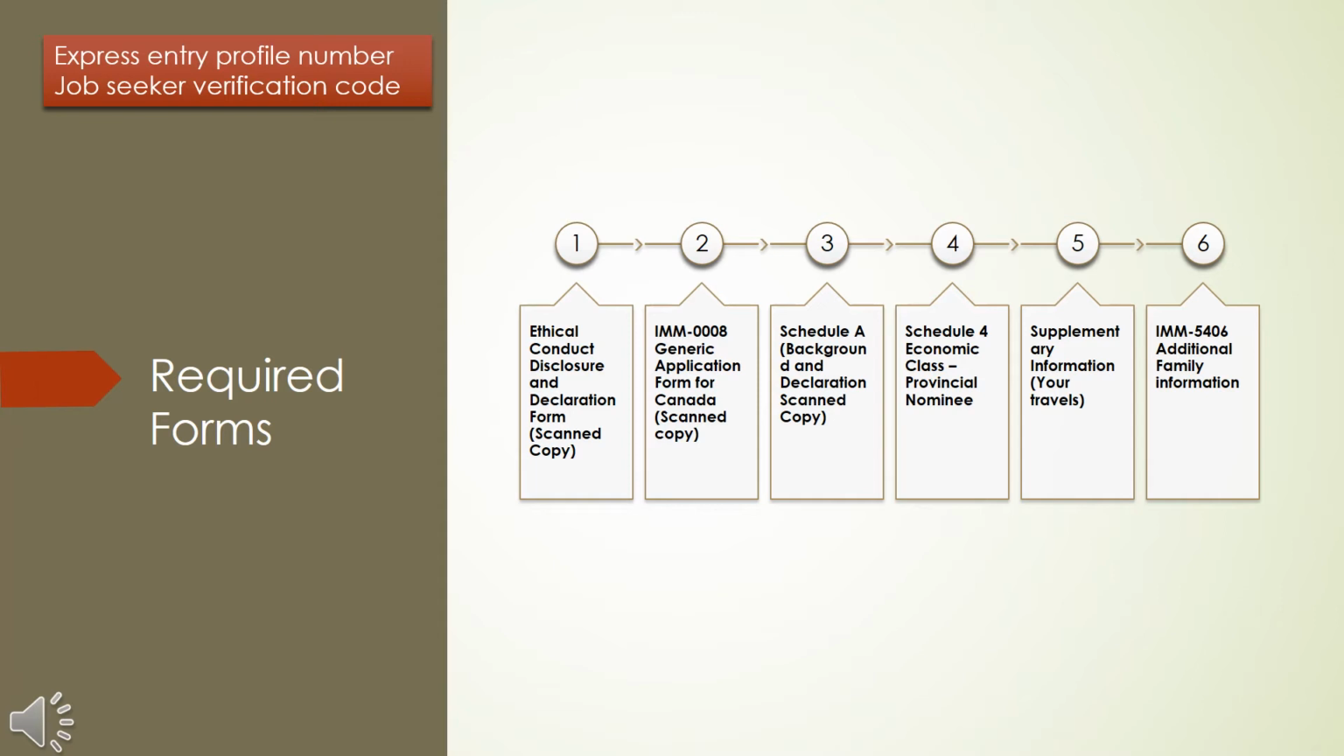The next form is IMM 5406. This form can be completed by the principal applicant, spouse, or common law partner. And if any children over the age of 18 are going with you, then they can also complete this form.